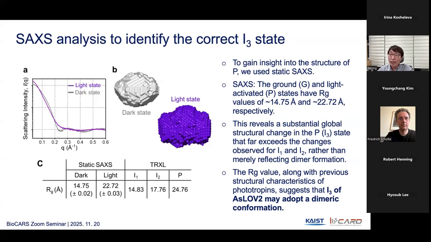Combined with what is known about the phototropin structure, this Rg value suggests that the I3 LOV2 domain likely adopts dimeric conformations. In other words, the major rearrangement we observe in I3 creates the structural basis for the dimerization, linking the TRXSS intermediate to the final functional state.